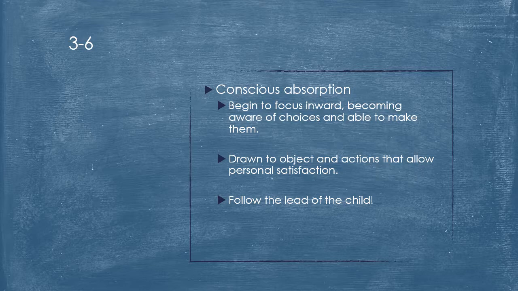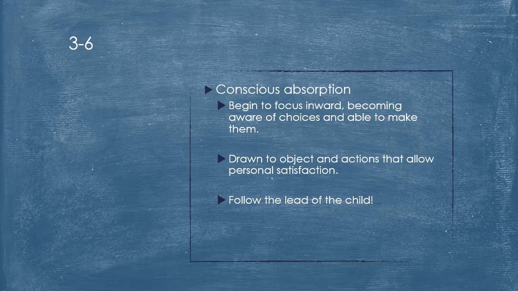They're typically drawn to objects and actions that allow personal satisfaction, and that's where those sensitive periods come into play. They get to choose what they want to do, and it satisfies some sort of a need within them, and they recognize that what they're doing is satisfying a need. So they'll seek out specific activities because they know that's what they want to do, and they'll even ask for certain activities. Versus a 1 and 2-year-old typically will just look around to see what's in their environment and choose from that. They're not thinking ahead that I want to do a specific activity.